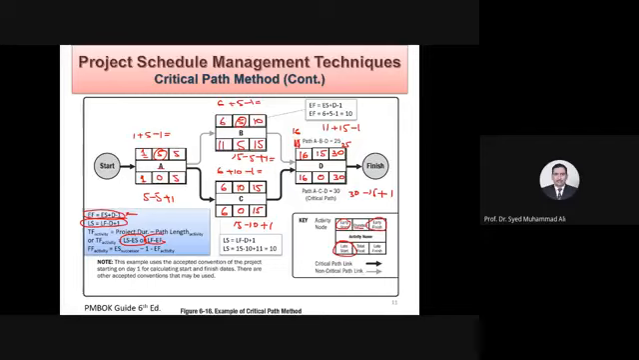However, if due to certain problems you end up starting B on the 12th, your critical path will jump and get to this one. It will change. In actual execution, if it happens, then your critical path has changed. Then it is dependent upon that. But as per planning, this is the critical path.